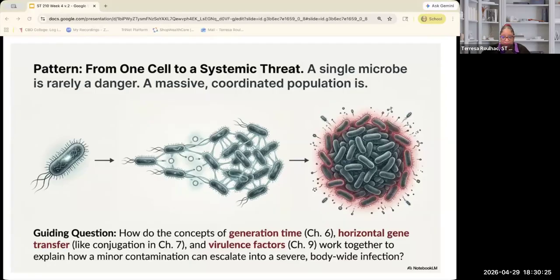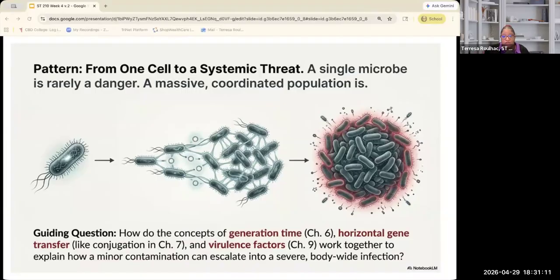We start with generation time. If bacteria divide every 20 to 30 minutes, how quickly does one cell become thousands? Speed is the first advantage microbes have. Now, layer in horizontal gene transfer. This is where bacteria don't wait for generations. They share the advantage. One cell gains resistance, another gains virulence, and suddenly the entire population is benefiting.